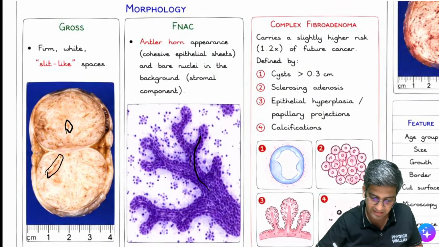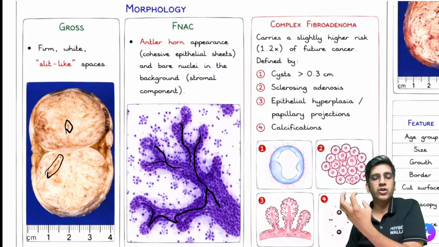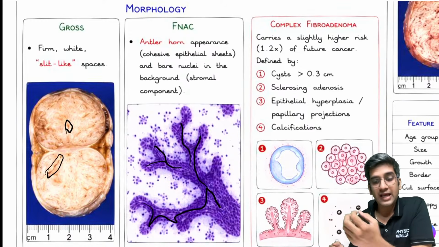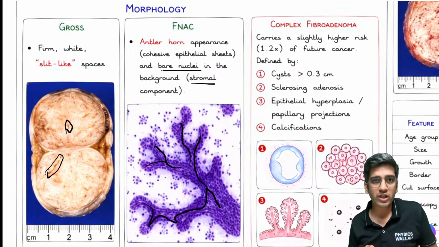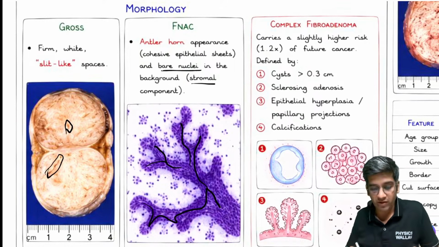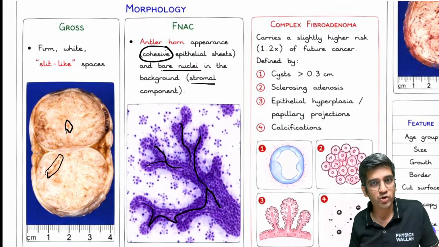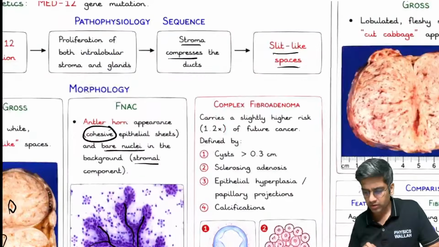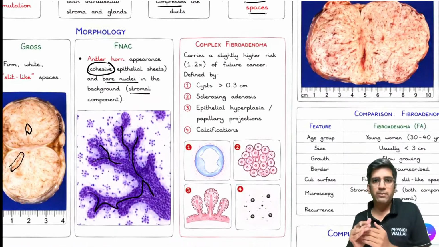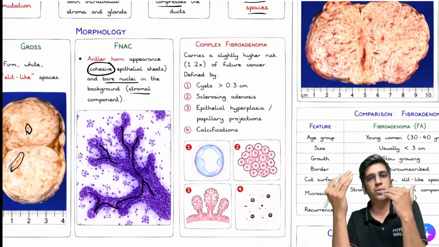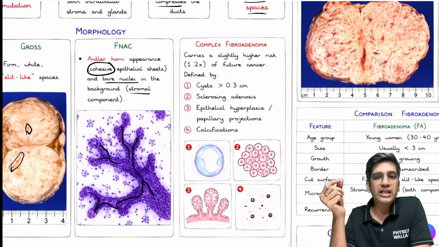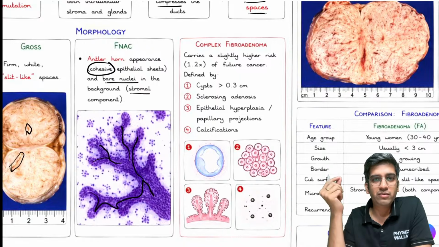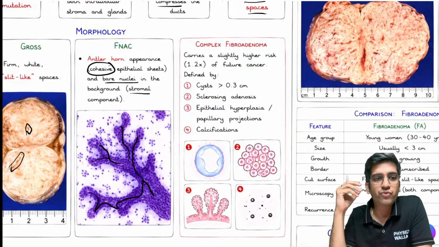When you do an FNAC, the same slit-like spaces are pulled outside, so I have an antler horn appearance. These are nothing but clustered, tightly coherent epithelial cells, and in the background we'll have bare nuclei, which are nothing but the stroma. An antler horn appearance with very cohesive epithelial cells is diagnostic of fibroadenoma. When you do a biopsy, you will see proliferation of the epithelium as well as proliferation of the stroma with compressed ducts. That's fibroadenoma. The pericanalicular and intracanalicular variants don't matter much for prognosis.